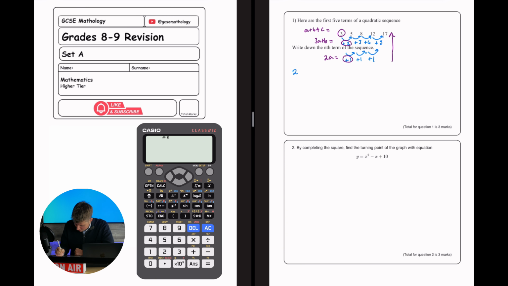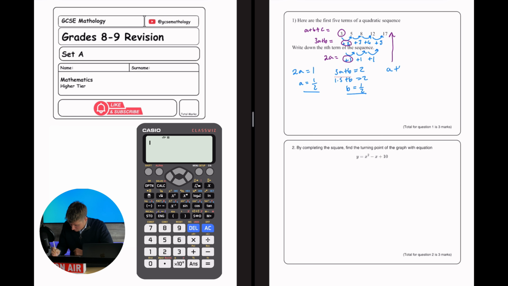So if 2a is equal to 1, then that means a is equal to a half. If 3a plus b is equal to 2, and we know that a is equal to a half, 3 times a half is 1.5, plus b equals 2. If we subtract 1.5 from both sides, b is therefore equal to a half. So we've got a and we've got b.